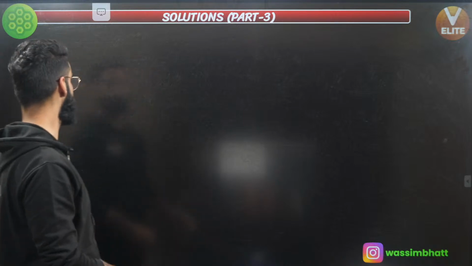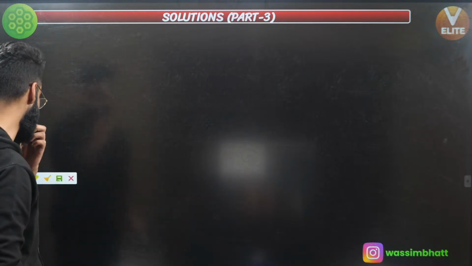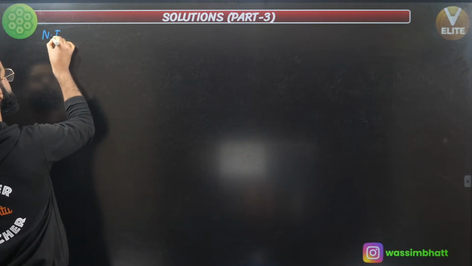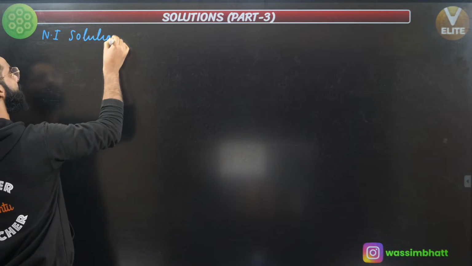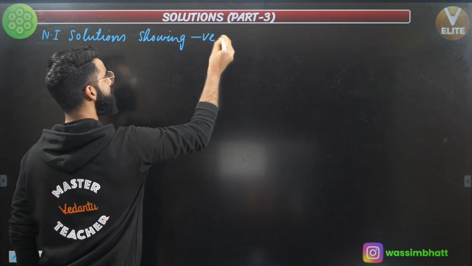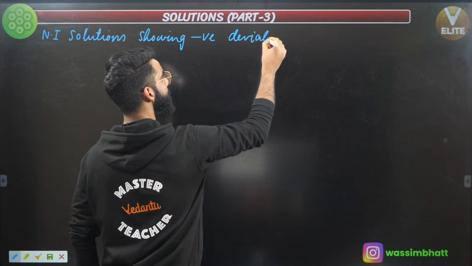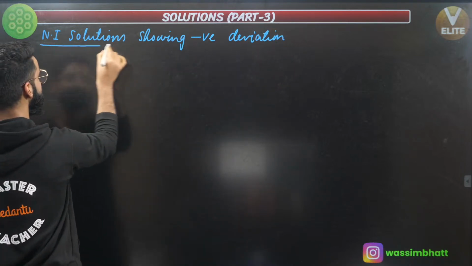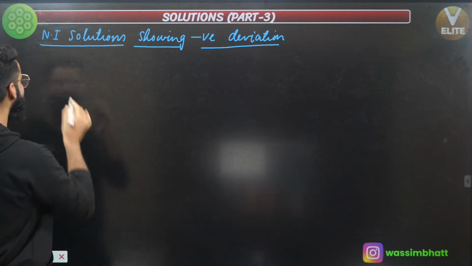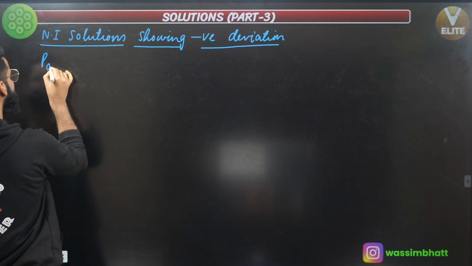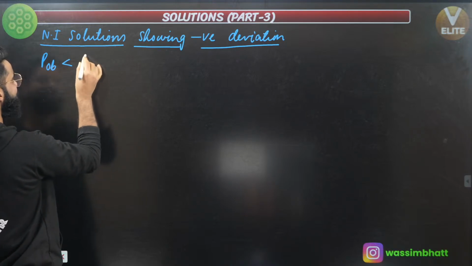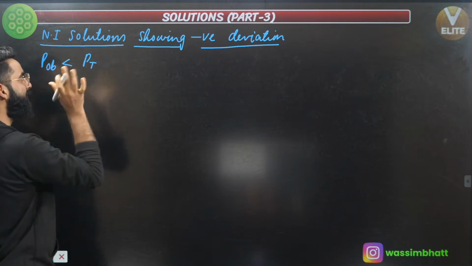Let's talk about the solution which shows the negative deviation. Understand properly what I'm going to say. Now I'm talking about non-ideal solutions showing negative deviation. Understand, these are the solutions in which the observed vapor pressure, that means the actual vapor pressure, comes out to be less than the theoretical vapor pressure, which is calculated as per Raoult's law.